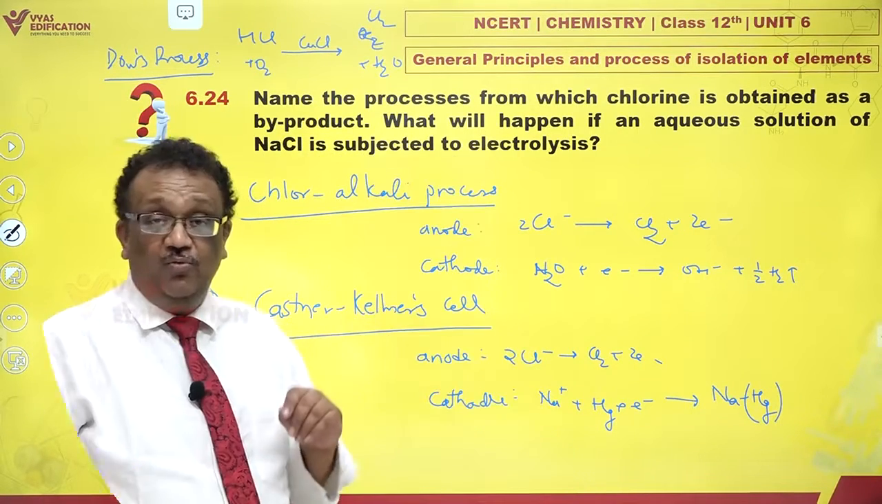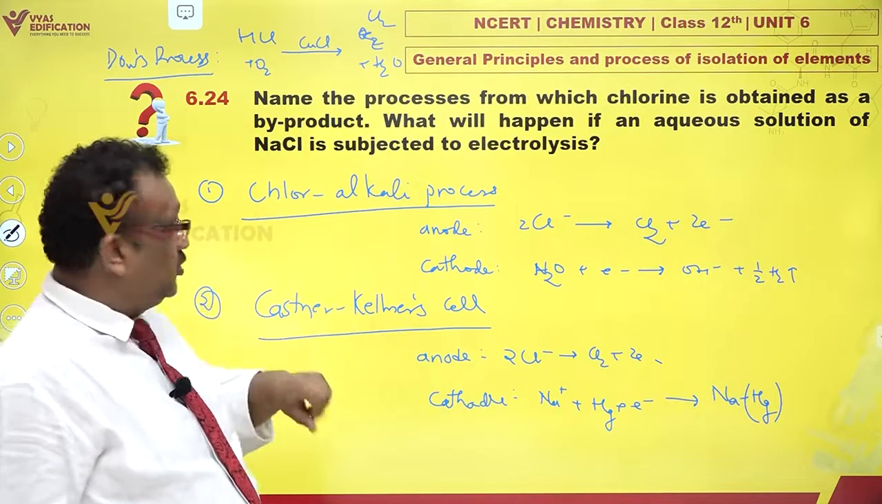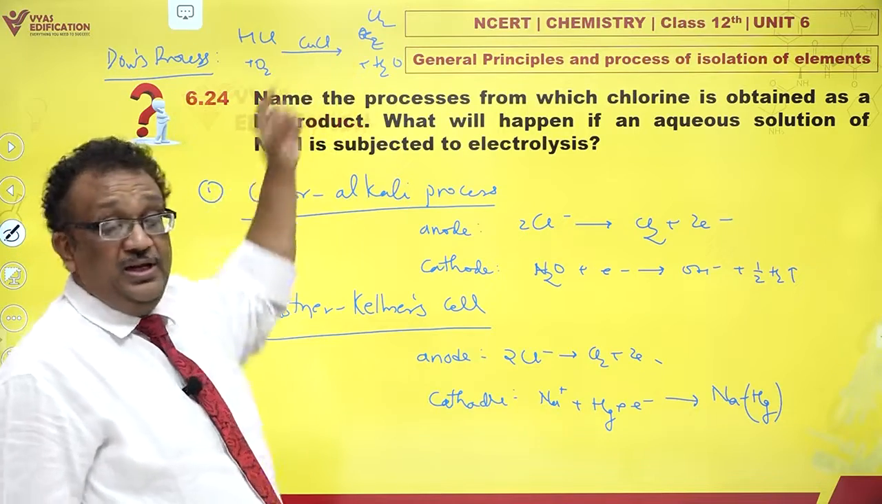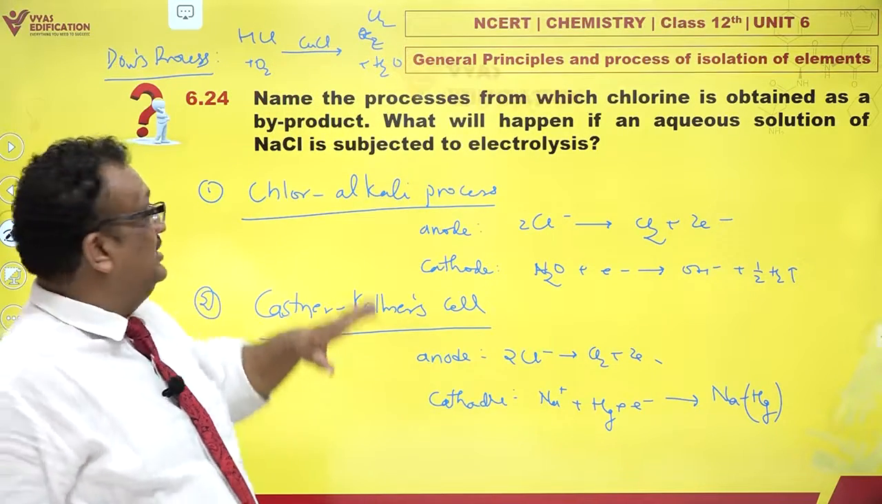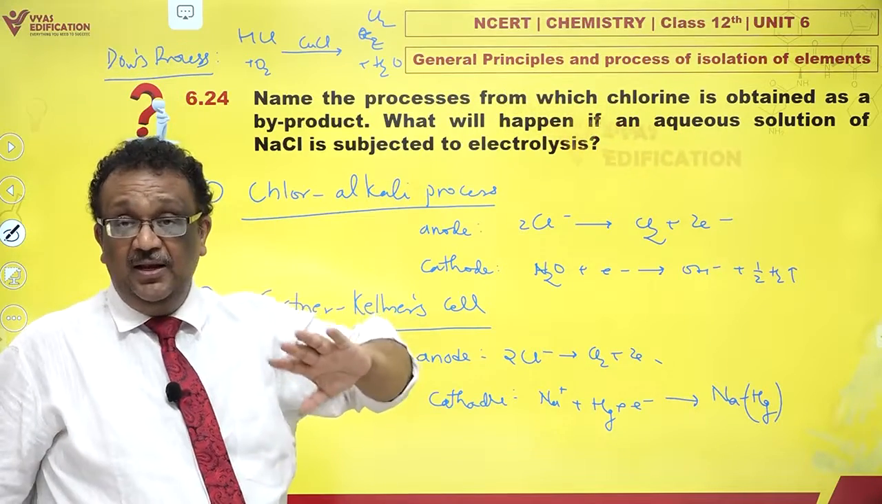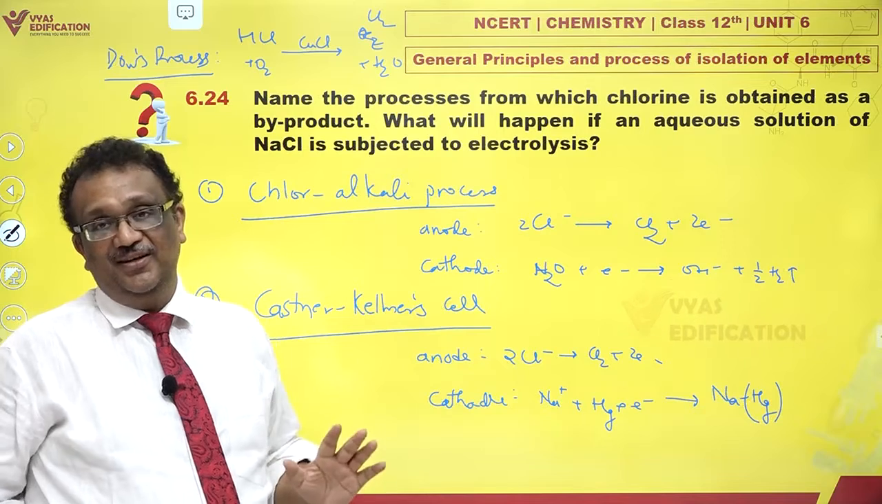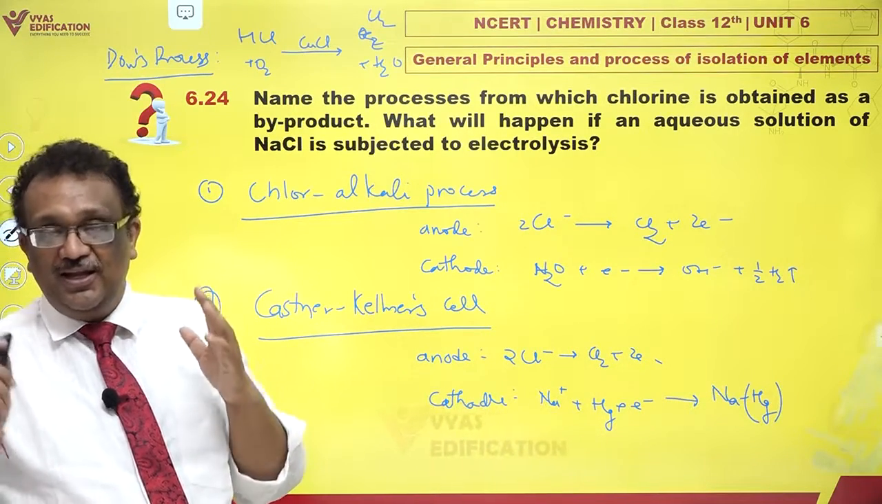One more warning, byproduct. Chlorine as byproduct is obtained from 1 and 2. From the third process, Dow's process, chlorine happens to be the major product, not the byproduct. So there are people who answer Dow's process also, but if I'm just giving the answer to this NCERT question, 1 and 2 are sufficient. Third, I just added so that you're aware that this is not the correct solution.